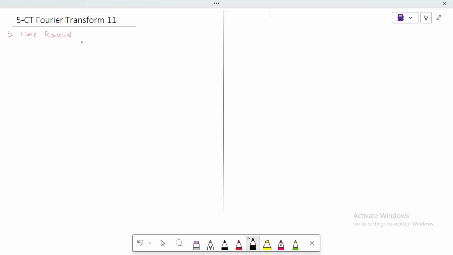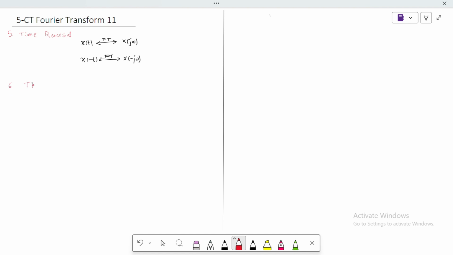Time reversal. So x of t has Fourier transform x of j omega. Then x of minus t has Fourier transform x of minus j omega. So easily we will get it; use the formula.